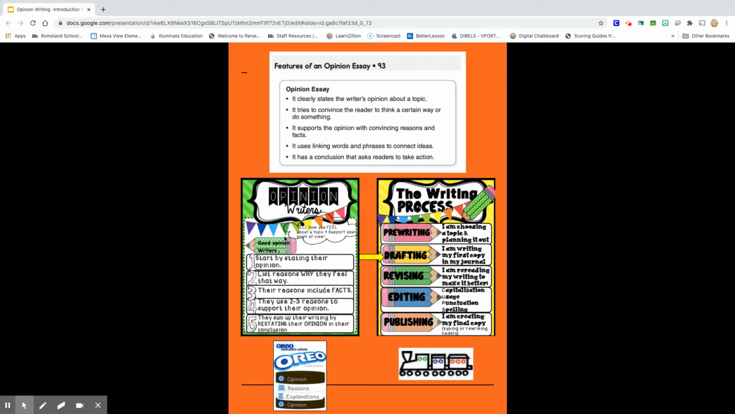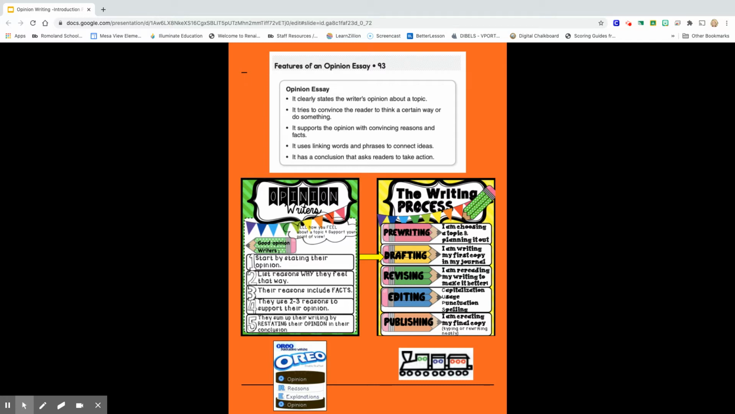So, as opinion writers, we want to first make sure we tell how we feel about our topic. So, we're going to state our opinion at the beginning. We're going to list reasons why we feel this way, which include facts and additional support. We want to have at least 3 reasons with 3 supporting details. And we want to sum up our opinion in the very end.